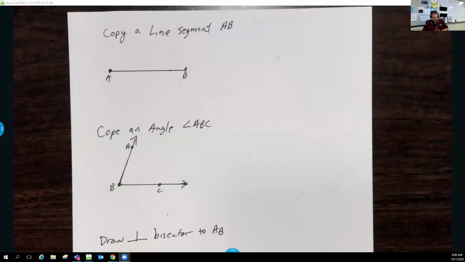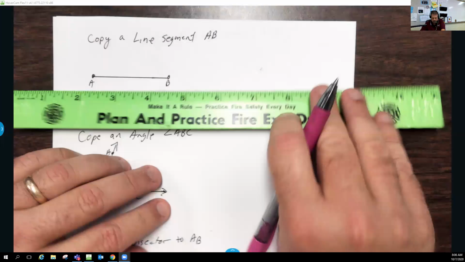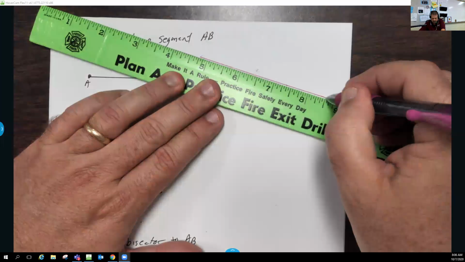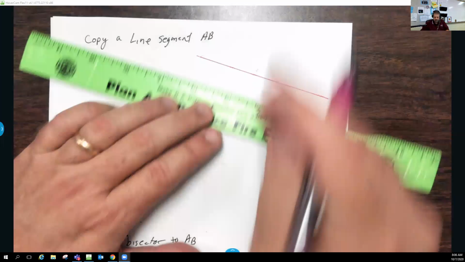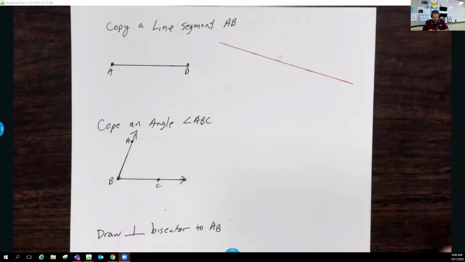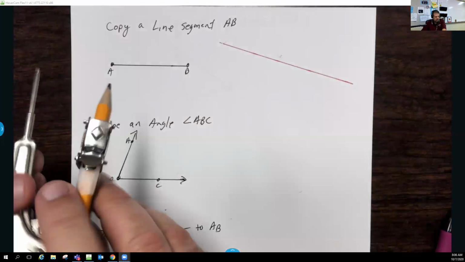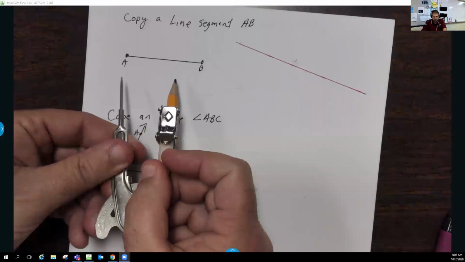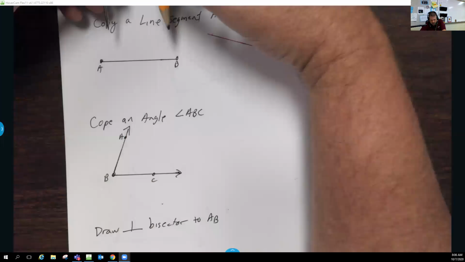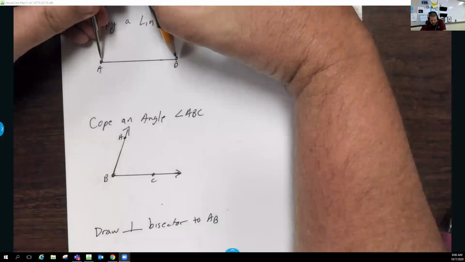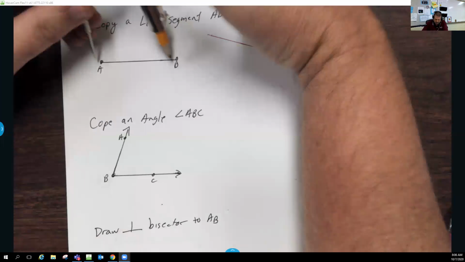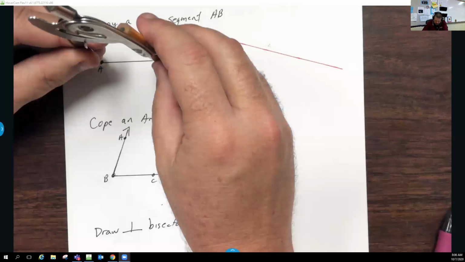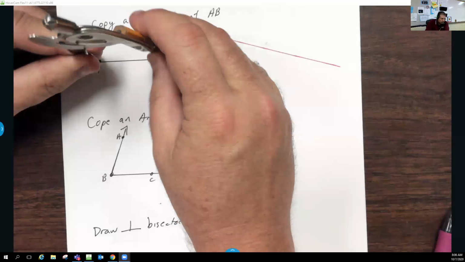So, copy of a line segment. What we do first, and you can do this any way you want, is make a straight line. There is my straight line. All we're going to do is take our compass. This isn't a very good one, but it's the best I could find today. Take our compass, make it stretch out to that point. Just to make sure, we're going to put a mark through it.